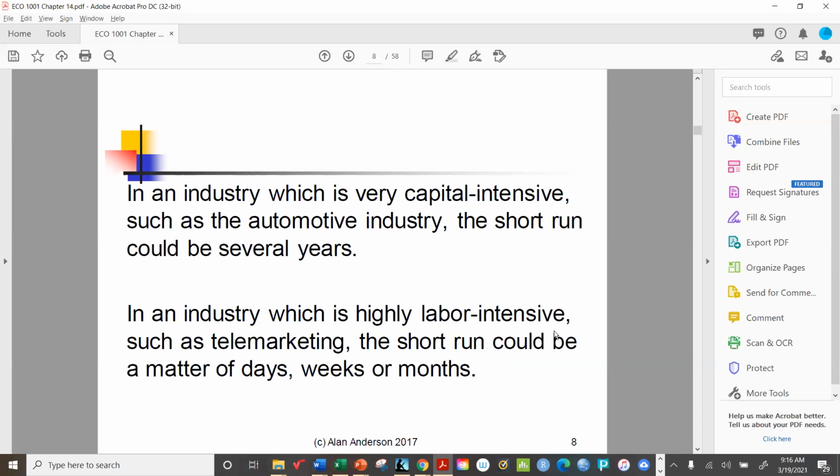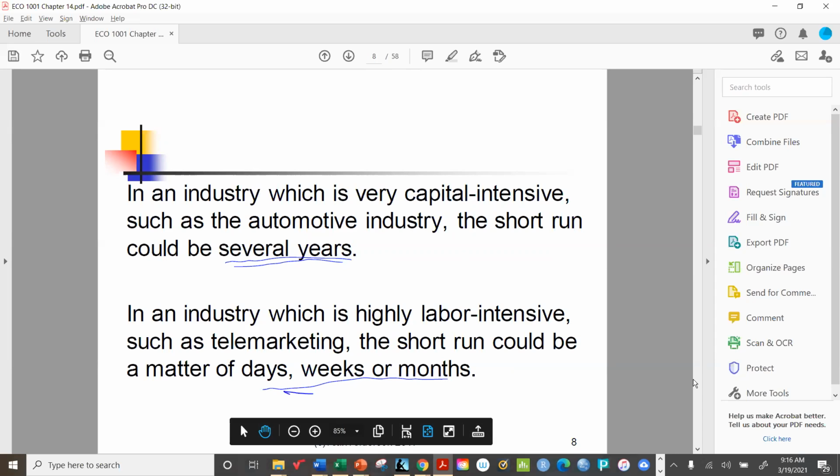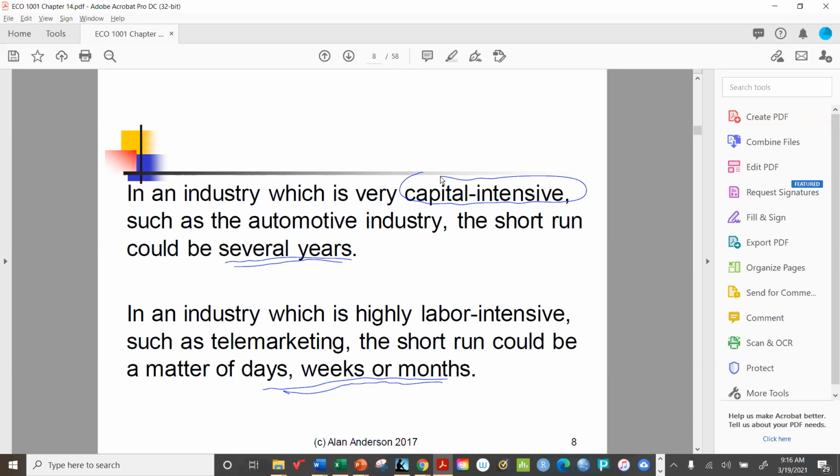So the short run might be a matter of literally days, weeks, or months, whereas with the auto industry, the short run might be several years. Okay. And again, ultimately, it comes down to how you're producing your product. Are you using a lot of capital like the auto industry, or are you relying almost exclusively on labor? And in fact, it used to be like when farming was mainly done with labor rather than capital equipment, like machinery, let's say, it was the same idea. Okay, farming was done by hand. When it was done by hand, it was very labor intensive, and we could easily, quickly replace farm workers.